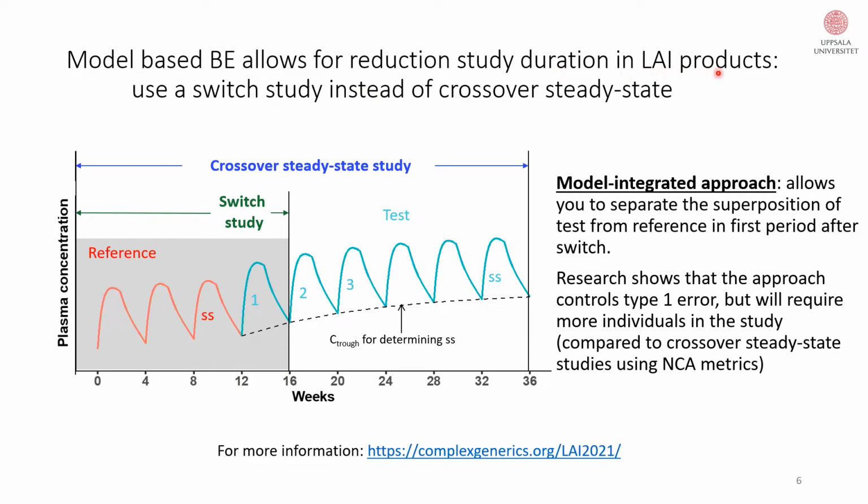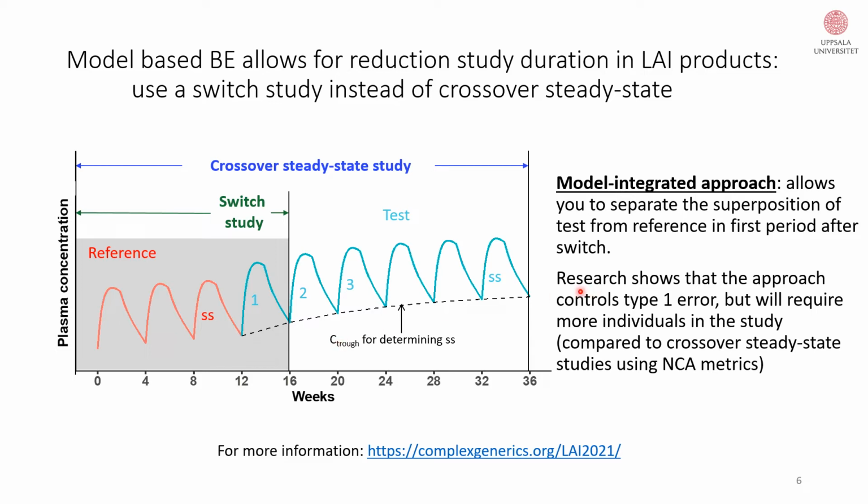Here we have an example of long-acting injectable products, which might use a crossover steady state study in order to assess bioequivalence. In a crossover steady state study, then you have some reference product, which you then look at a steady state PK profile. You switch to a test product, and then you wait until you come up to steady state, and then you assess the PK profile at steady state and compare. With model-integrated approaches, one can look at PK profiles in this test situation before reaching steady state, and then subtract what you have of the reference product in that profile.